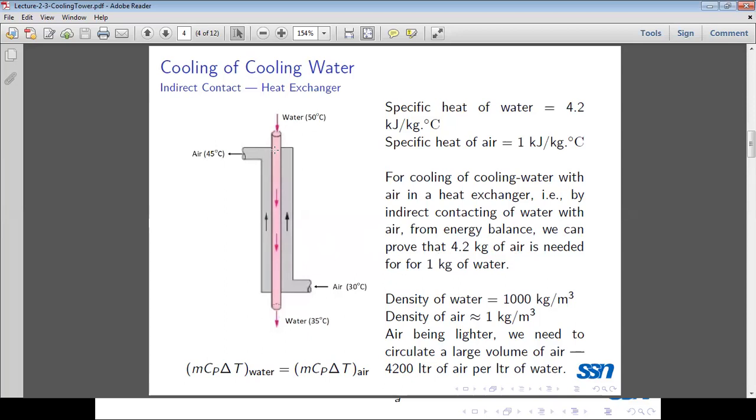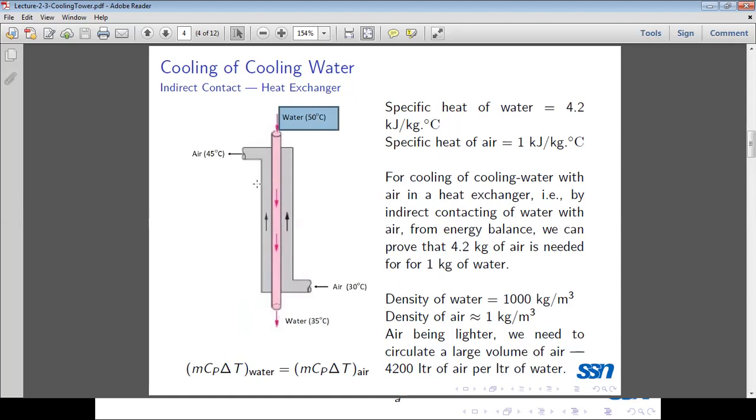And for 1 kg per second of water and 1 kg per second of air, this density difference is huge, about 1,000 times. Water can be passed through some 50 mm diameter pipe, but for air, we need a larger diameter pipe of about 0.5 meter or even higher. The reason is the density is lesser.